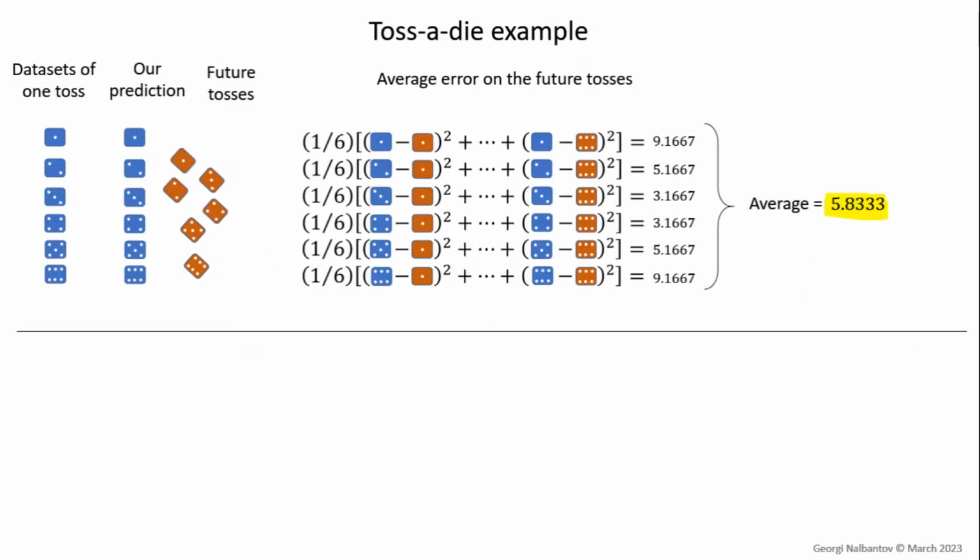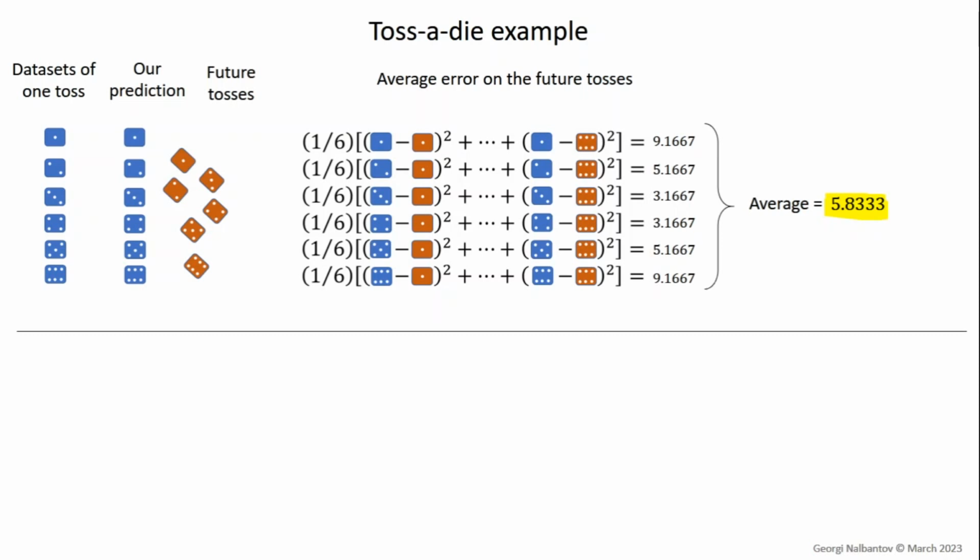So what is the setup when we have the data set that consists of 1 toss? What would be the expected error? Our prediction is the same as we see. Future tosses are from 1 to 6. So each data set occurs with equal probability. And for the first data set, our loss is 9.1667. For the last data set, it is the same. So on average, we have 5.8333. We take the average because each data set is equally likely to occur.